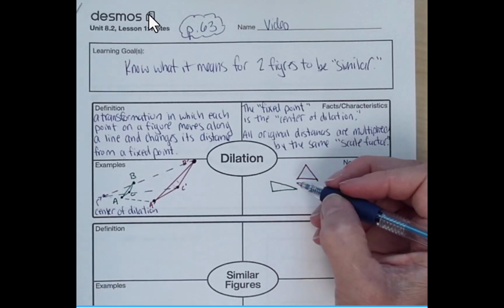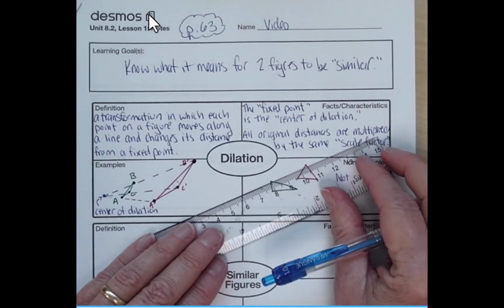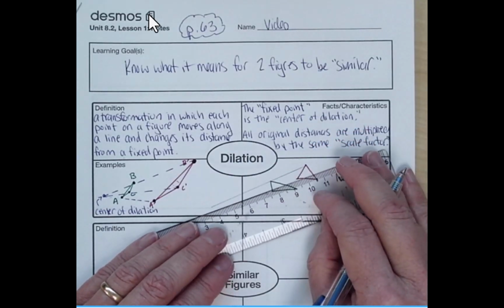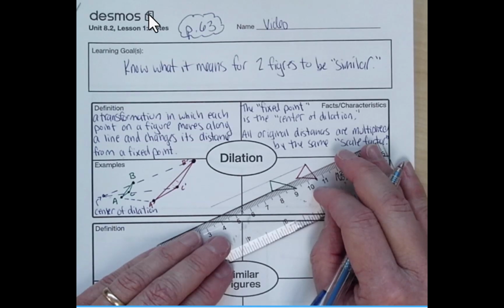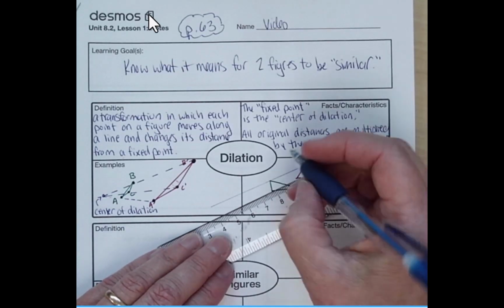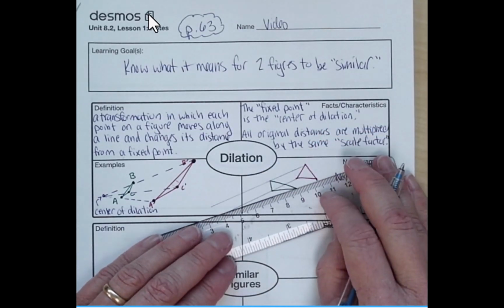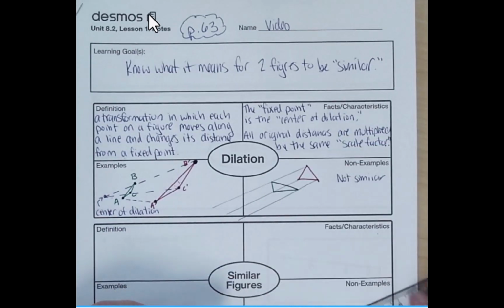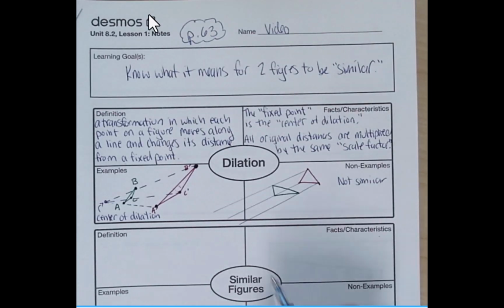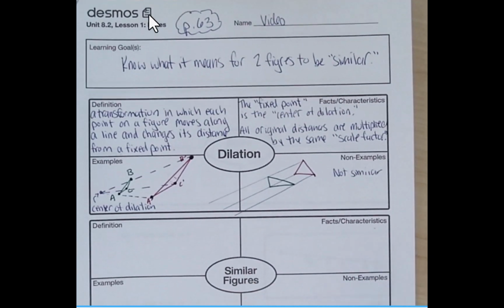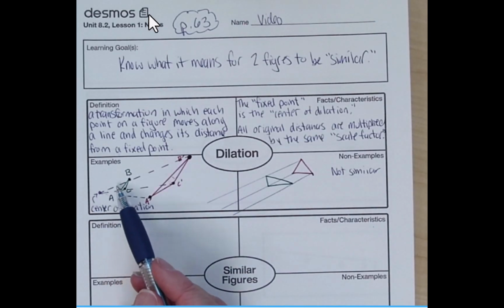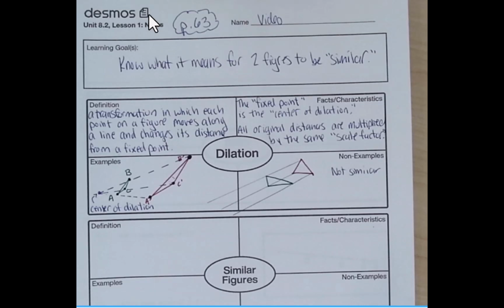In fact, if I tried to line these back up and connect them back up to some kind of center of dilation, they wouldn't do it. When I do this with corresponding vertices, these 3 lines should intersect, and they don't. They don't all intersect in the same point. Those aren't similar. So that's what a dilation is. There's a center of dilation that I can stretch out to make a figure that's the same shape but a different size.